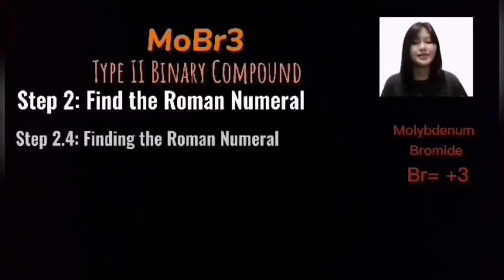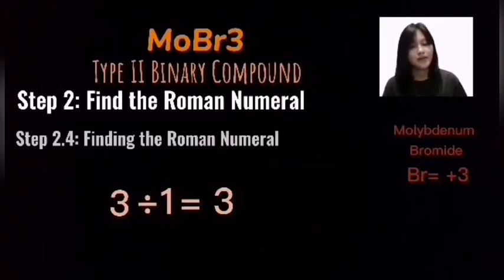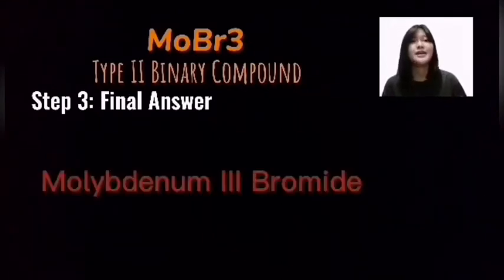2.4. Finding the Roman numeral, divide the total positive charge by the number of atoms in the first element. Molybdenum has only 1 atom, so 3 divided by 1 is equal to 3. Third step, final answer. So the final answer will be molybdenum 3 bromide.